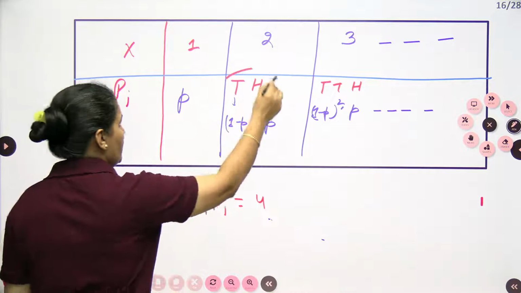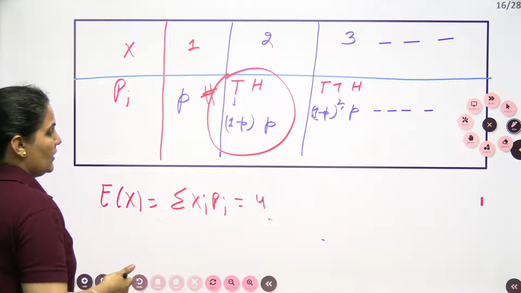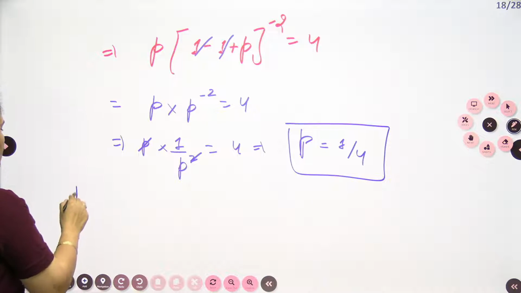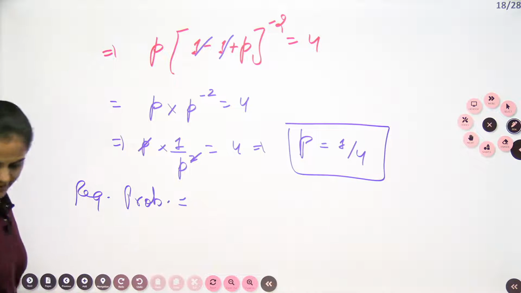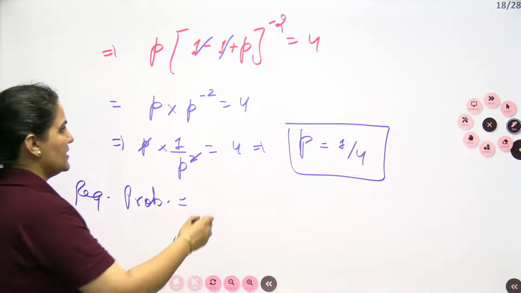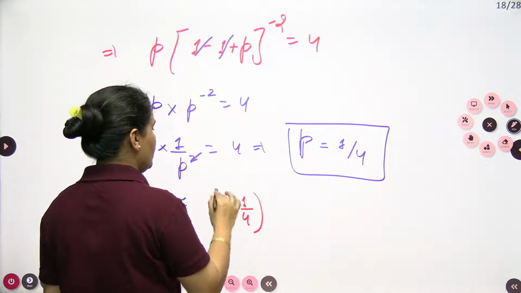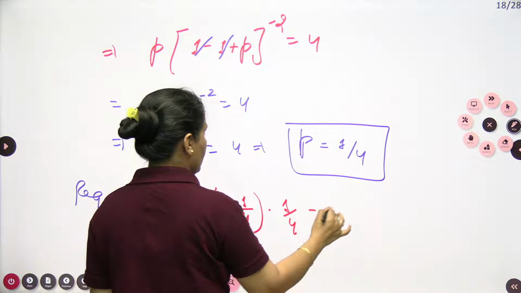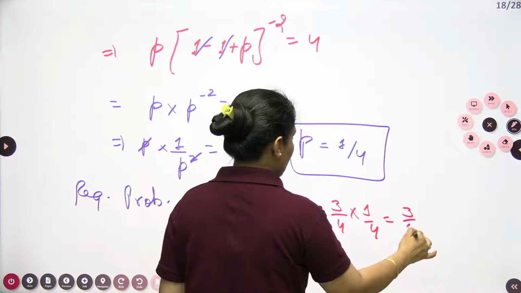So getting first head on the second trial is this case, like this case you are asking now. So your required probability now is, what, dear students? This is 1 minus p into p. So this is 1 minus 1 by 4 into p, which is 1 by 4. So this is 3 by 4 into 1 by 4, which is 3 by 16.